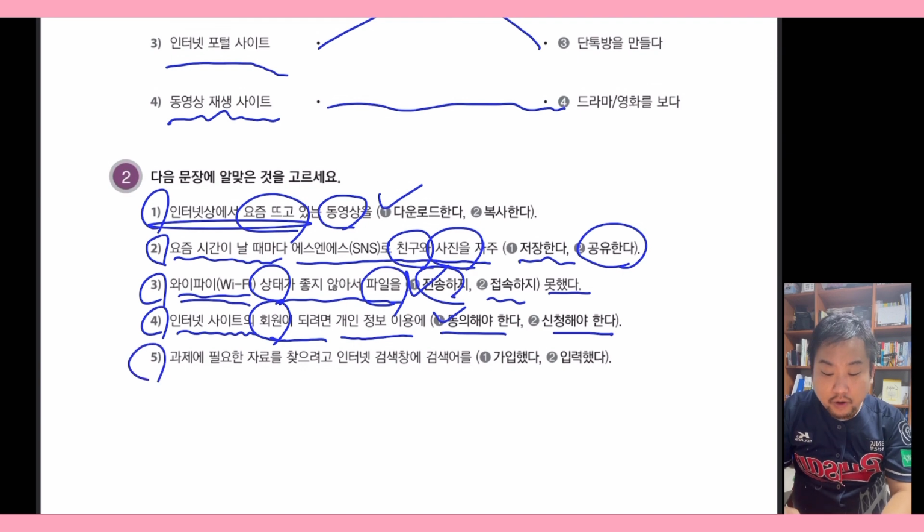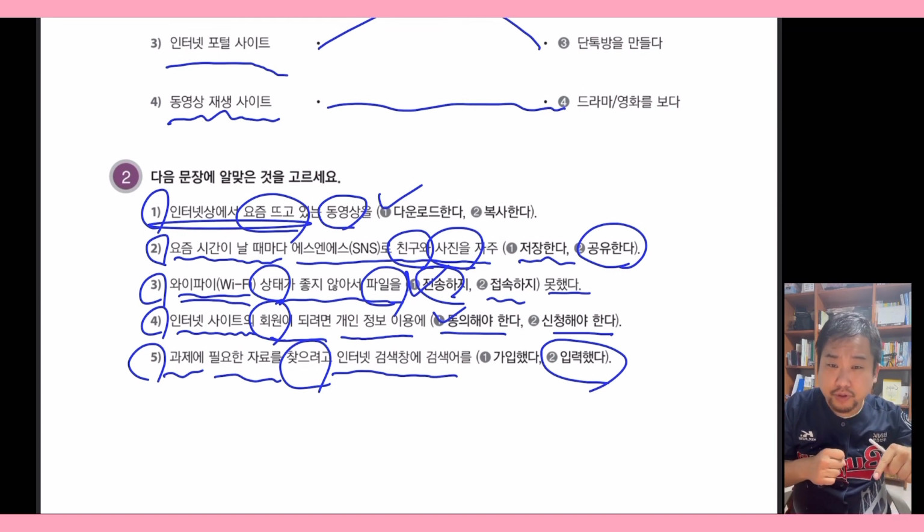Number 5. 과제 is assignment, homework. 필요한 자료, necessary data를 to find. 인터넷 search engine에 검색어를 입력했다. 입력하다 is input. Is actually translation is input. So searching out, googling or neighboring, we say. So the answer need to be number 2.